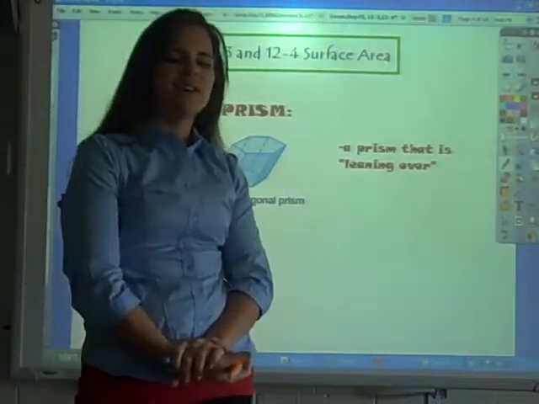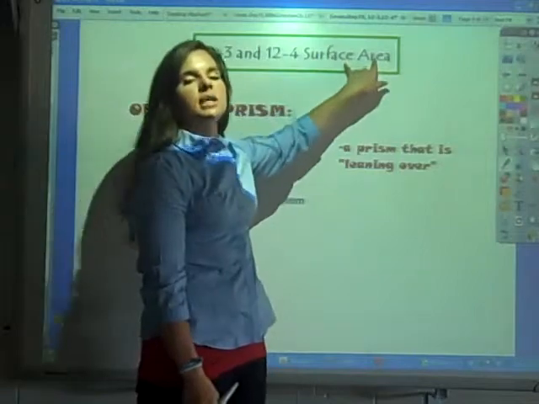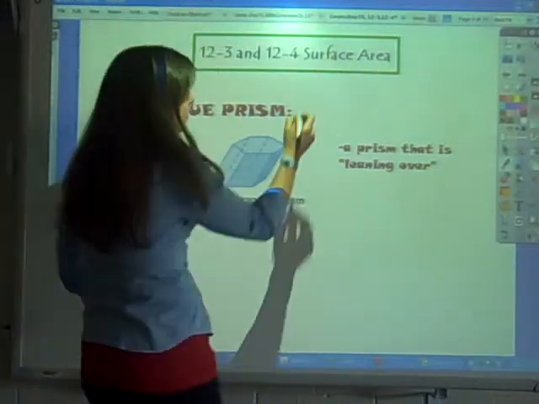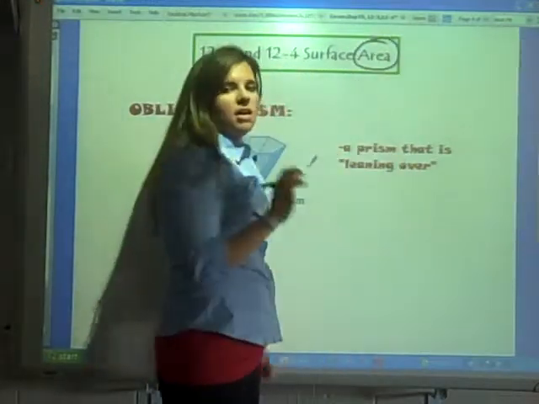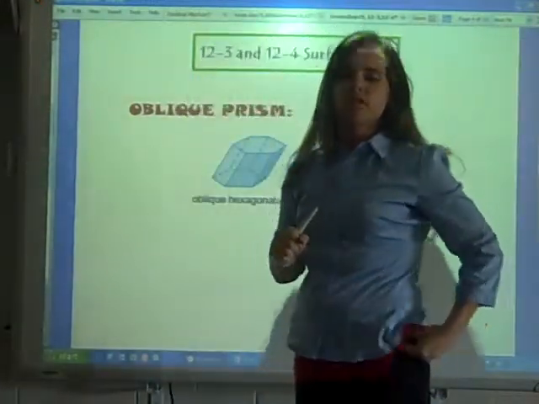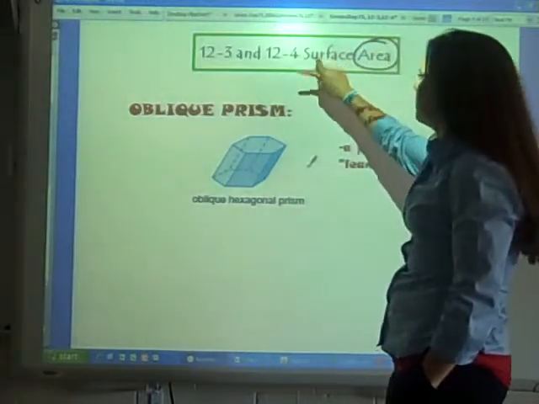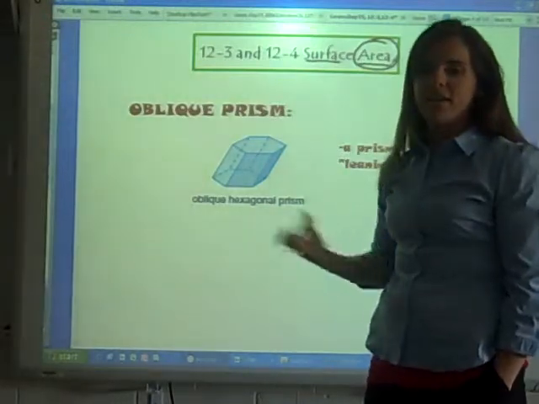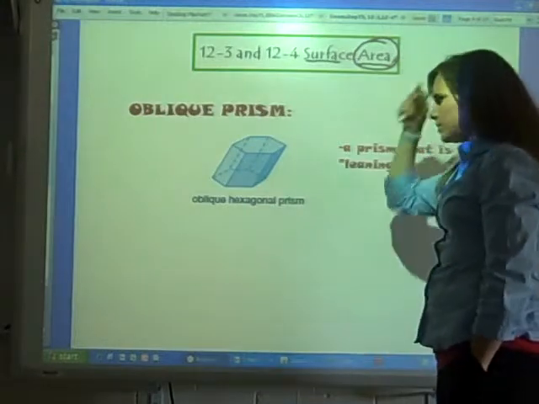This lesson is on 12.3 and 12.4, and we're going to begin talking about surface area. Now, in chapter 11, we talked about just area. All of those formulas that we learned in chapter 11 are going to be very important to us for chapter 12, because surface area has something to do with area, and we're going to use these formulas over and over and over.